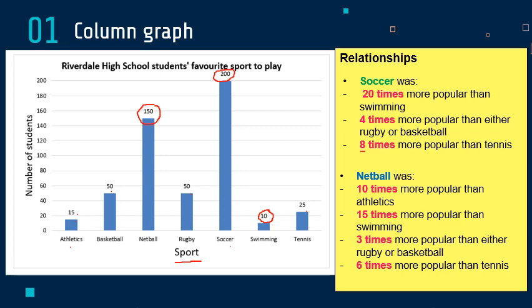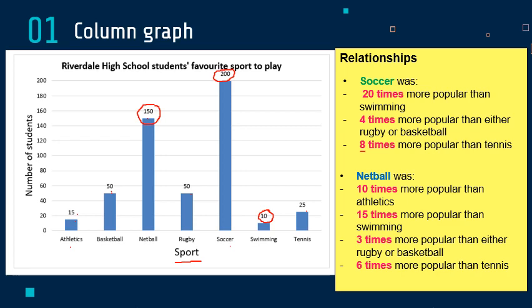I can say it's 3 times more popular than either rugby or basketball, because we know those are 50. So 50 times 3 is 150. And because tennis, again, is 25, which is half of 50, I can say it's 6 times more popular than tennis. So 6 times 25 is 150. So there are some of the many relationships I could find in the data.